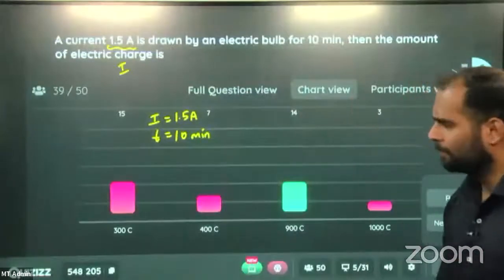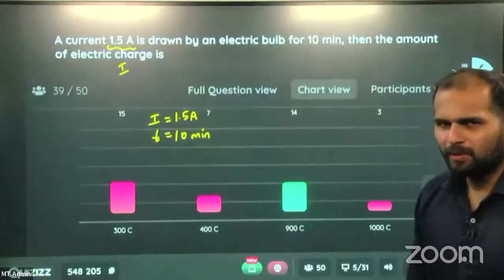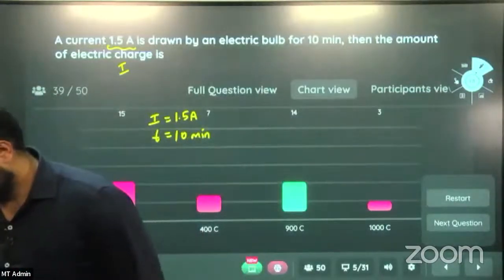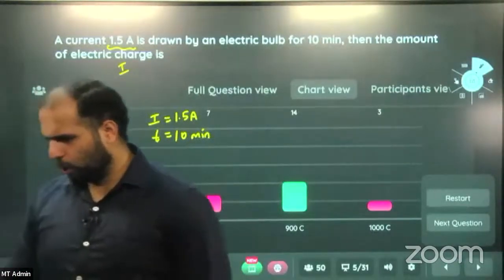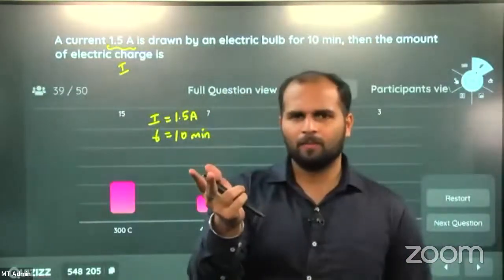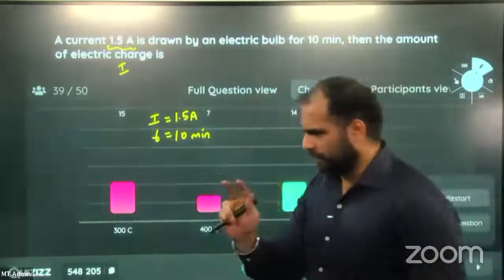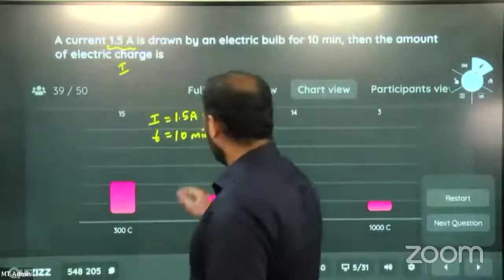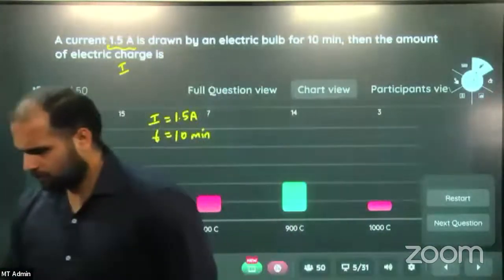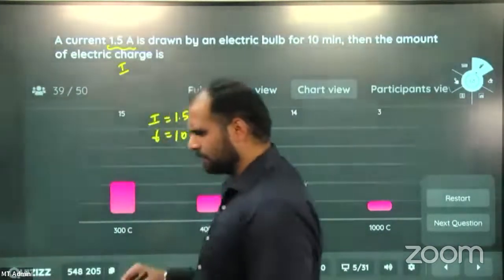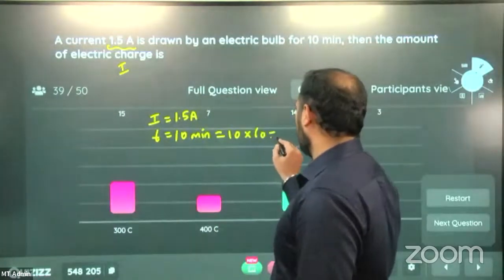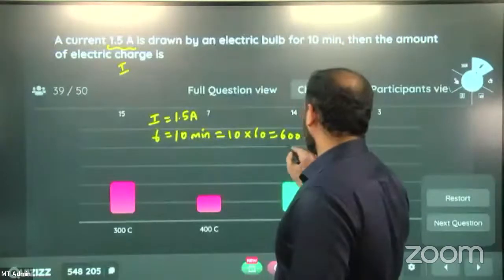Is minute an SI unit for time? What do you all think? No, it's seconds. 1 minute is 60 seconds, right? So, 10 minutes means how many? It is 10 into 60. Ishan, how come it is 3600? It's 10 into 60, that is your 600 seconds.